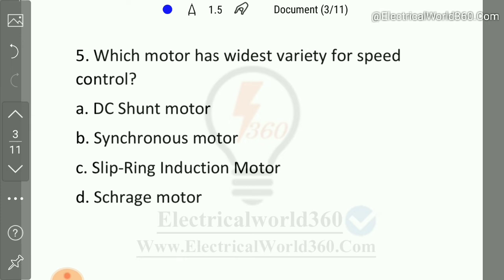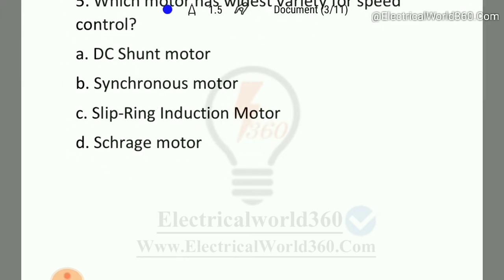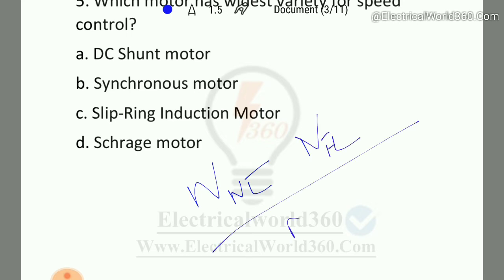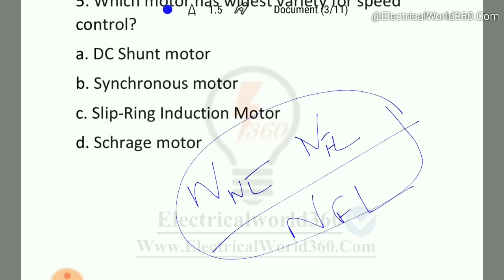So we should remember in this case the mathematical representation of speed regulation: no load speed minus full load speed, divided by full load speed. This is an important formula in this case. So the right answer will be option number A, DC shunt motor.